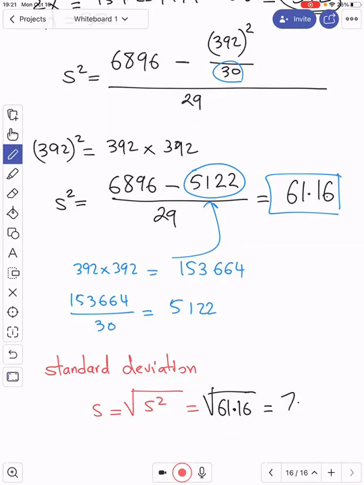Make sure, guys, you know how to compute the square root with your calculator. Usually the square root is a second function on your calculator if you have a more advanced one. So you press the second function, then the button for the square root, and then enter your number. The square root of 61.16 is 7.82.